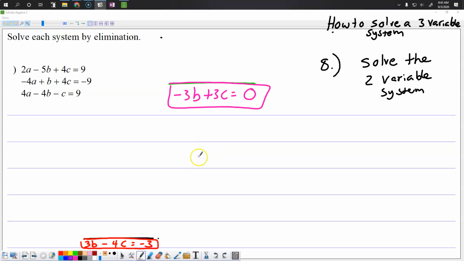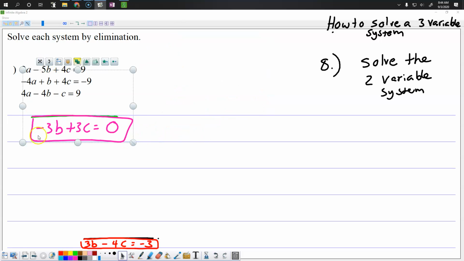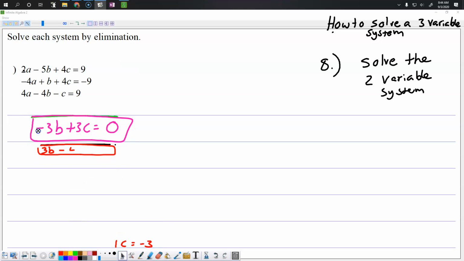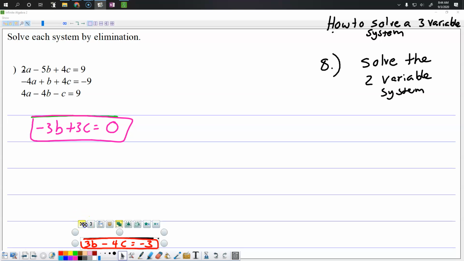But anyway, we have our 2 systems here. All right. So we're going to take this system here, these 2 equations. Now we're going to put these together to solve the rest of it. Uh-oh. That didn't work out the way I wanted it to at all. Let me fix all that. It's not going to work. I guess I'll just rewrite it. Okay, so we have 3b minus 4c equals negative 3.